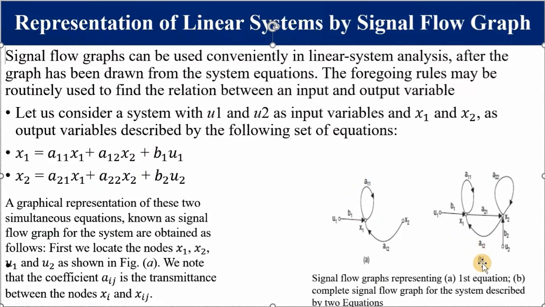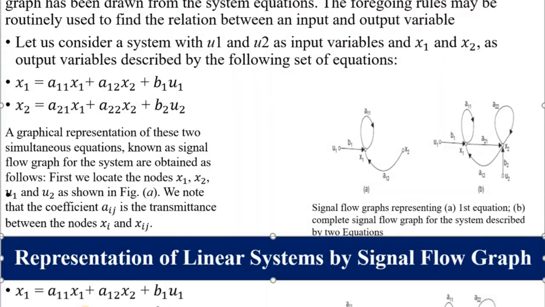Let's go to X2. This is our X2. We'll take also note of our incoming nodes. We've got A21X1, then we've got this loop, A22X2, then we've got B2U2. So this is how you represent linear systems by signal flow graphs. So given an equation like this, you must be able to represent it using a signal flow graph.